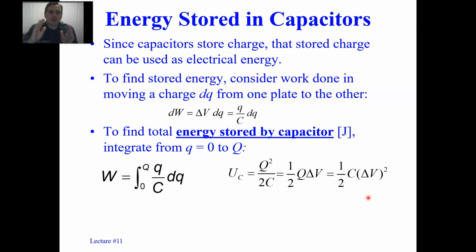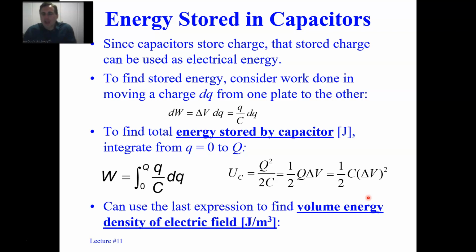So notice this is sort of like cyclic versions of the equations. Use the version of the equation which is most convenient for your situation. In fact, I would choose a version of the equation if you're comparing things where one thing stays constant and another thing you know about changes. Okay? And it turns out this last expression, 1/2 C delta V squared, can be used to find what's called the volume energy density of the electric field.